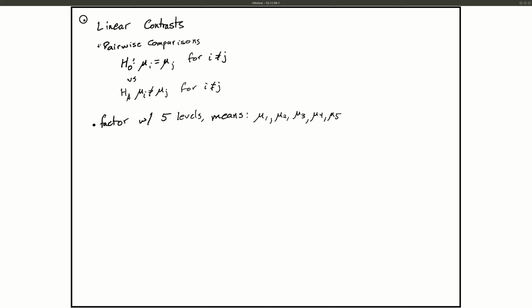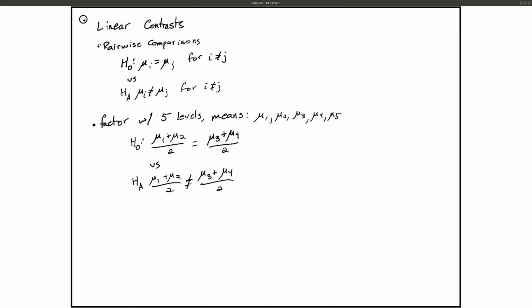We might want to know if the average of the means of 2 levels differ from the average of the means of 2 other levels. So in other words, we might want to test a null hypothesis that looks like this. Is (mu1 plus mu2) divided by 2, so their average, equal to (mu3 plus mu4) divided by 2, their average, versus the alternative hypothesis that they are not equal to one another. So (mu1 plus mu2) divided by 2 versus (mu3 plus mu4) divided by 2.